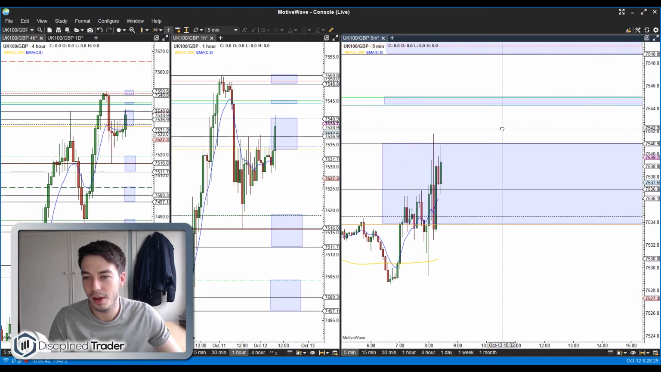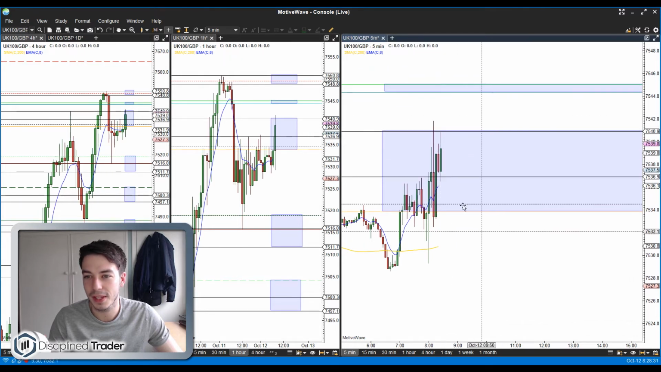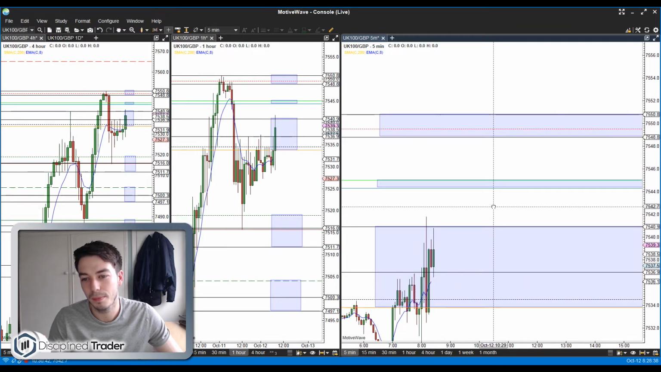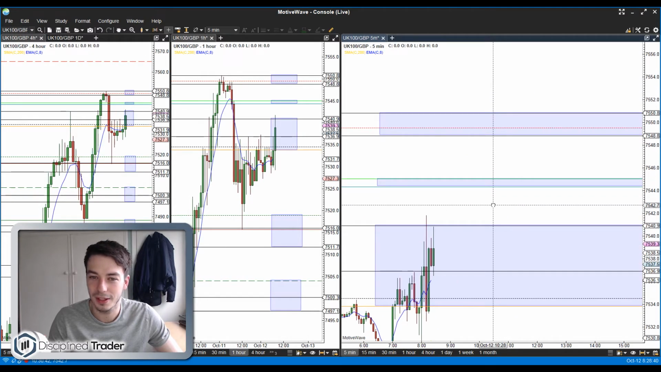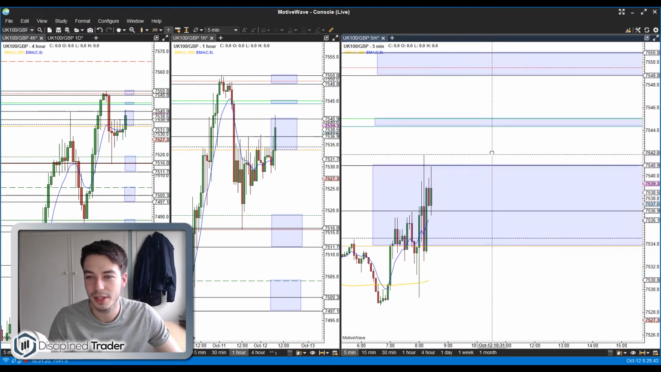So for now, currently looking for sell signals from this band. If it starts to push higher, holding above this band, then that is obviously off the table. I'm kind of hoping that doesn't happen, but we'll keep watching and see what this market gives us.